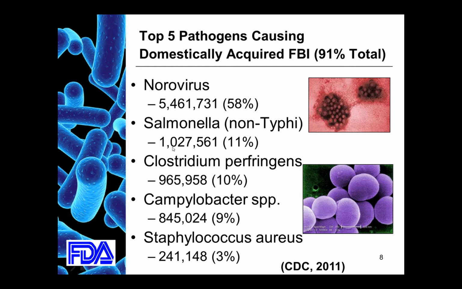Campylobacter, very close as well at 9%. This is commonly associated with raw chicken cooking. Adequate cooking and not cross-contaminating would prevent it. And then staph, again, I mentioned. Staph infections are commonly found in our hands and cuts. And if staph's transmitted to food, they can grow to high numbers and produce a toxin and make people sick.